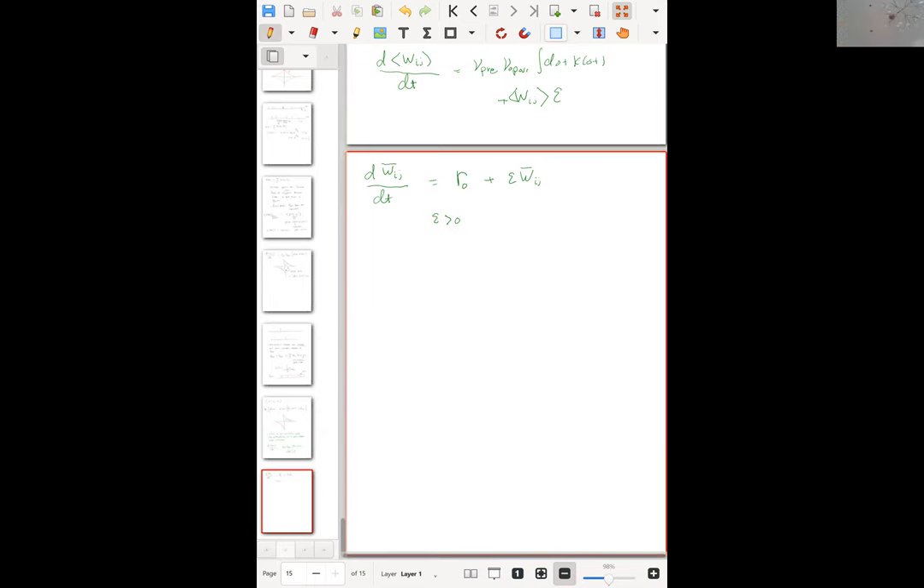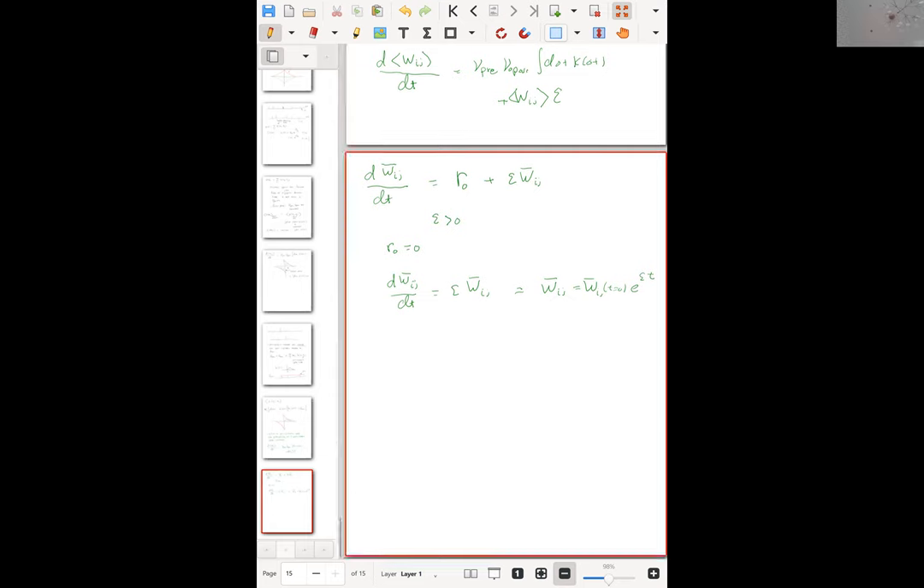Even if we set R zero equal to zero, the weight basically explodes. If R zero equals zero, then you have dWij bar dt equals epsilon Wij bar, which implies Wij bar equals Wij bar of zero times e to the epsilon t. Okay. So the weights go up to infinity.